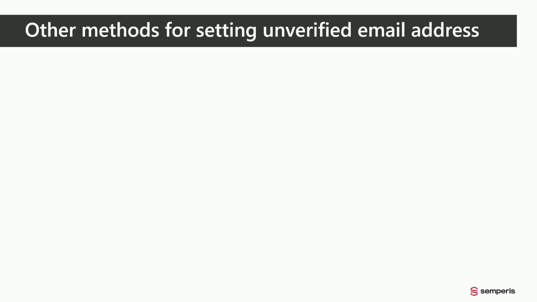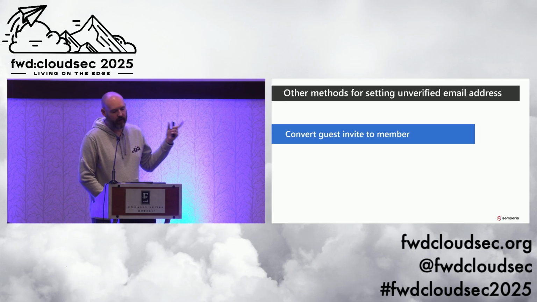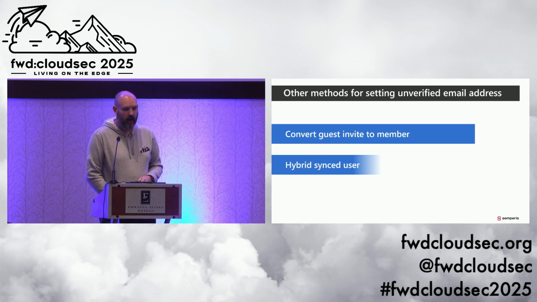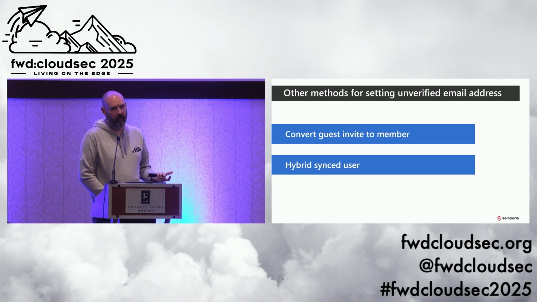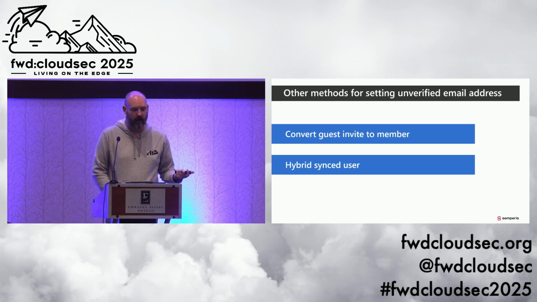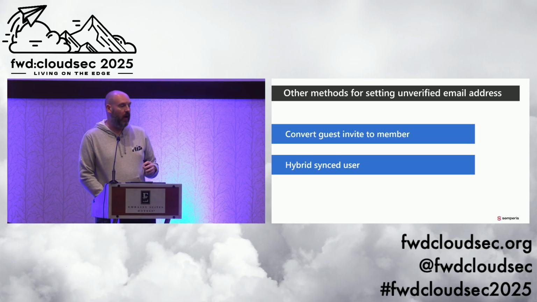So, there's also other methods for setting an unverified email address, right? The initial Dscope research was really just looking at that one method that we just looked at, but you can also convert guest invites to members and hybrid users. So if it's a hybrid environment with Active Directory, and the mail address is set to something in Active Directory that's not verified, that's going to flow up to Entra as well.